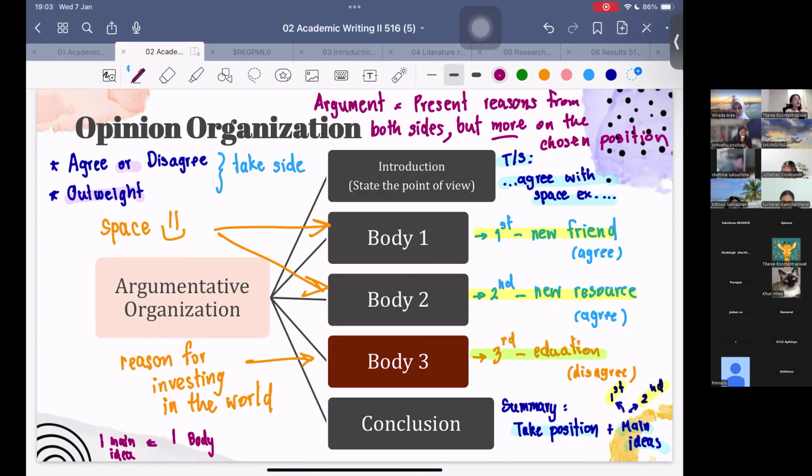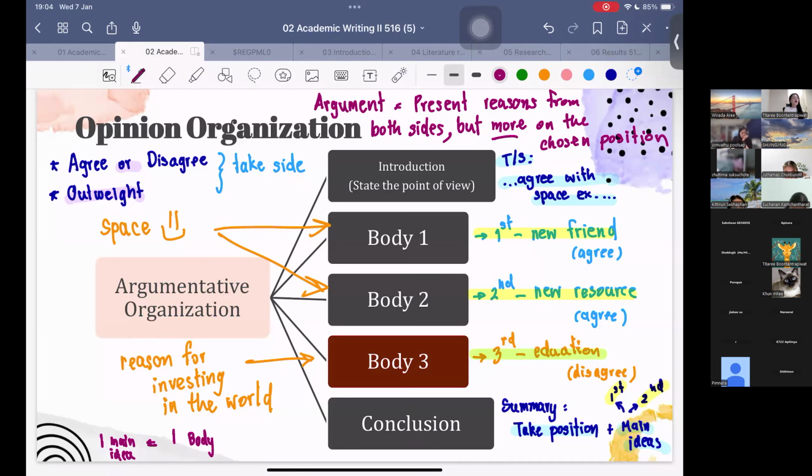Since I'm going to do just 3 body paragraphs, body paragraph number 3, I'm going to write the reasons why we should invest in the world. So the opposite one, opposite from my chosen side. And I said that we should invest in the world because probably our education system is not that good, and so on. That's why investing in the world is worthwhile. It can give more benefits to humanity at large.